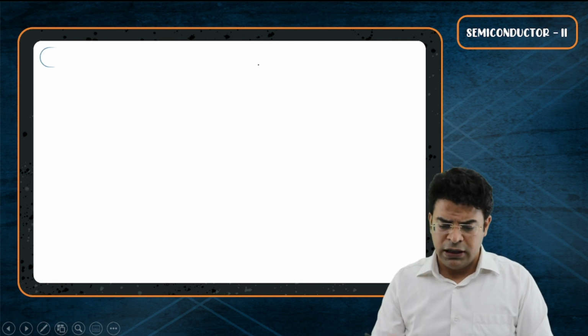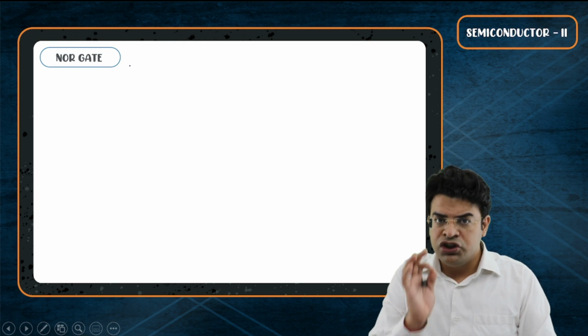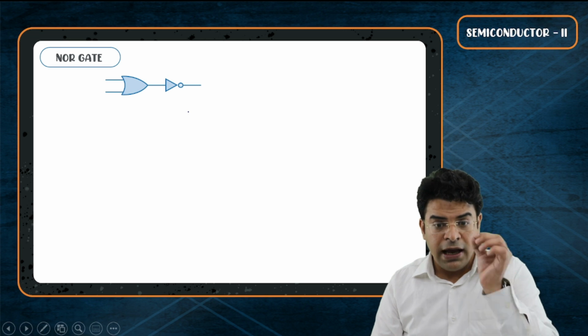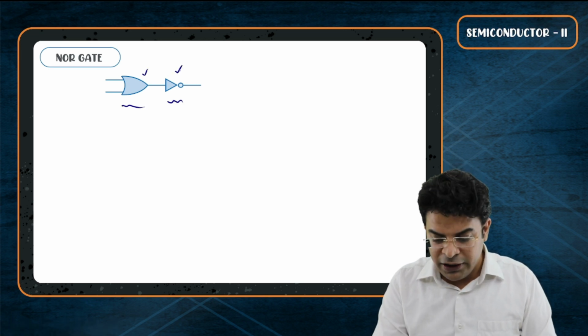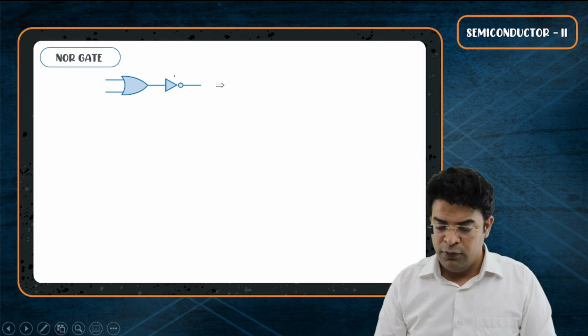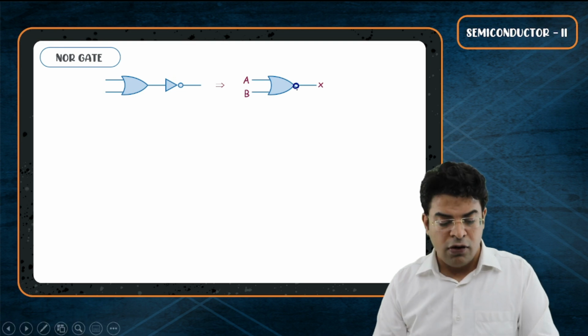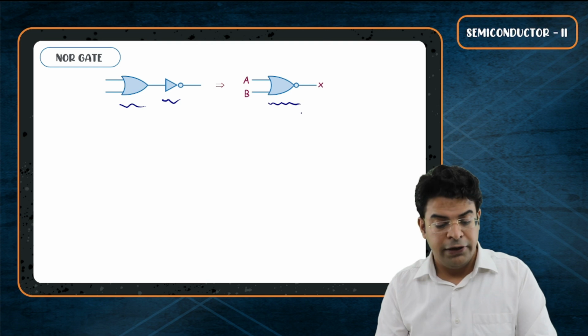Now let's talk about the next logic gate, that is called NOR gate. A NOR gate should be thought of as an OR with a NOT. An OR with a NOT gives you a NOR, but we do not draw it this way. We have a symbol for it. We simply draw this. We place the NOT in front of the OR gate. So an OR with a NOT is a NOR gate.